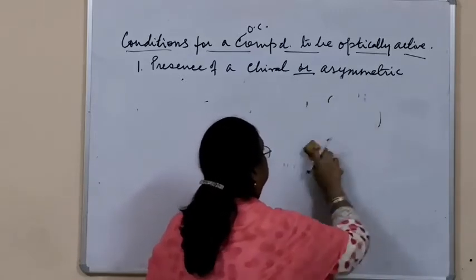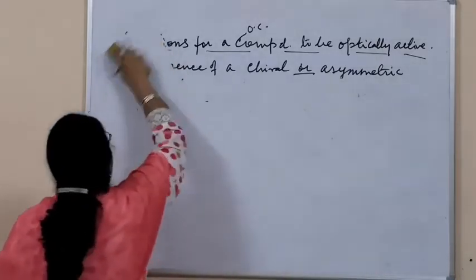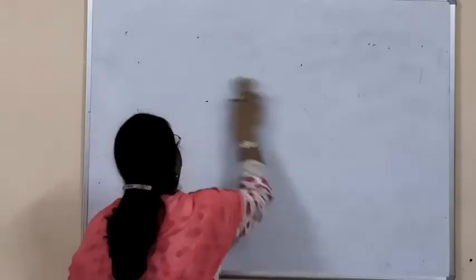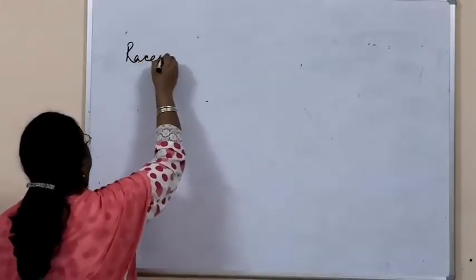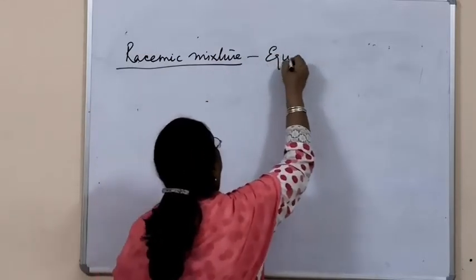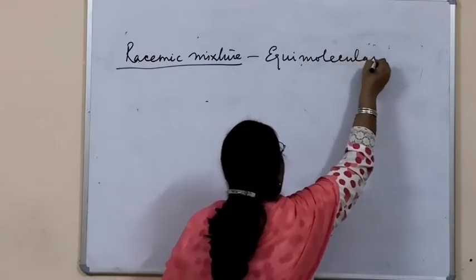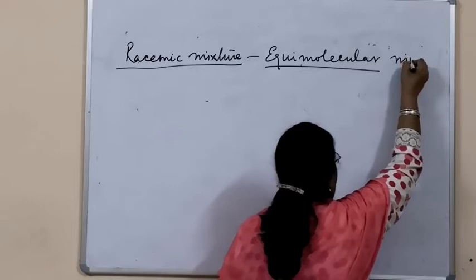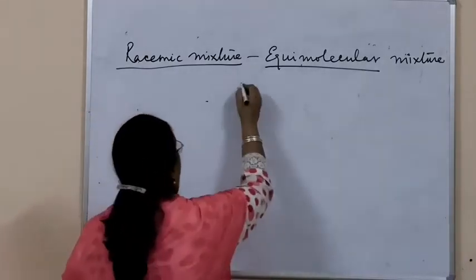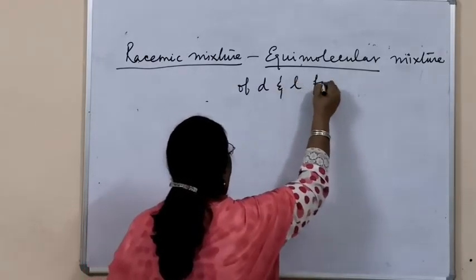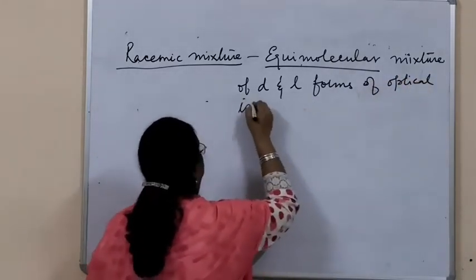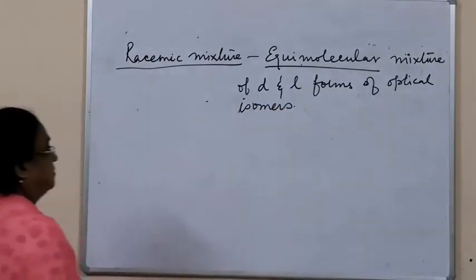Now I'll teach you the racemic mixture. What is a racemic mixture? Equimolecular, very important. I am saying mixture, and mixture means having no fixed formula. An equimolecular mixture of D and L forms of optical isomers is called a racemic mixture.